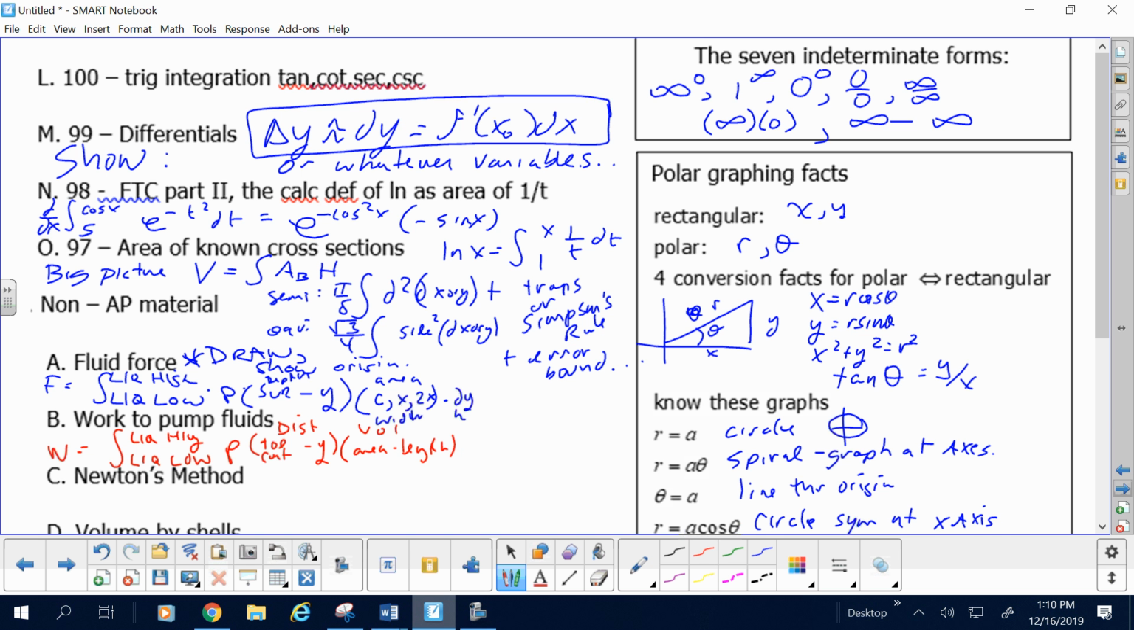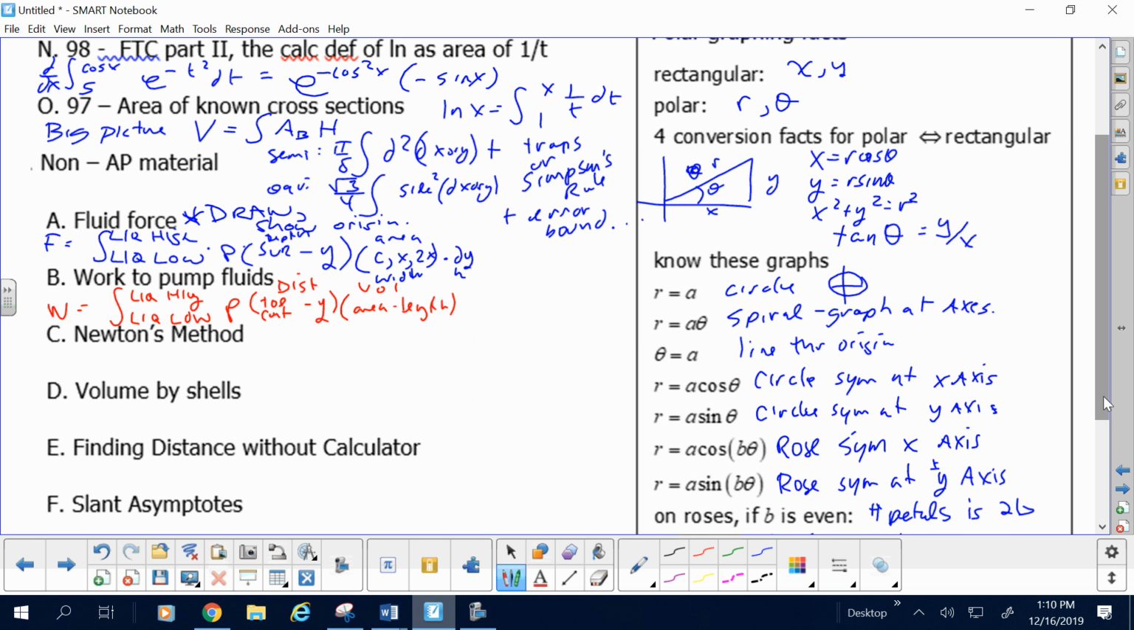All right, cool. Newton's method, what is it used for? Used to estimate, rather, zeros. So you first make it a zero problem. That's the first order of business. Identify a function equal to 0, then go from there. What is the general formula?